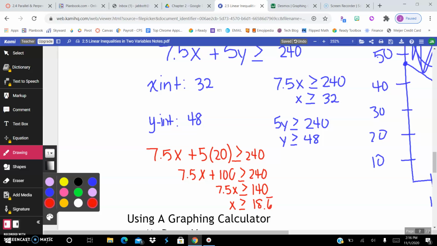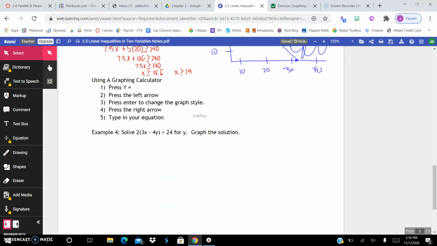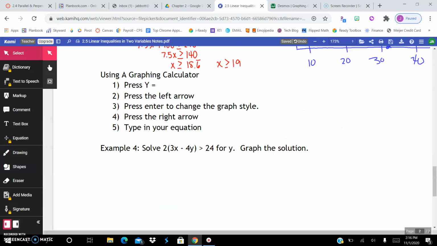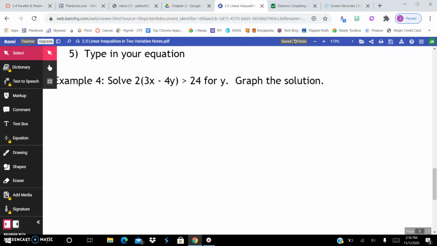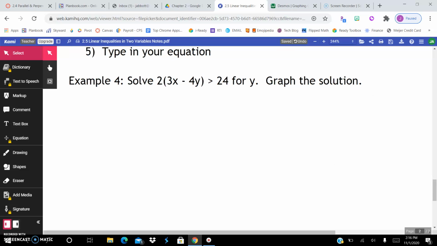So that means it's more than 18 tickets. So I can't sell a fraction of a ticket. So we're going to say that this place has to sell more than 19 tickets to make a profit, 19 adult tickets to make a profit. Okay, so now using a graphing calculator, I'll go over these steps in class with the kids that are face-to-face because those are using the calculators that we have at school. For those of you at home, I suggest using the Desmos graphing calculator, and I'll show you what to do there in a second.